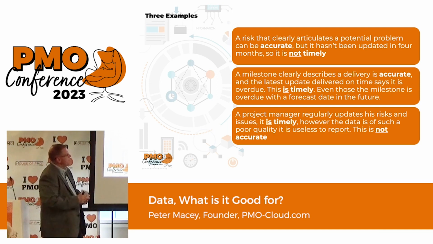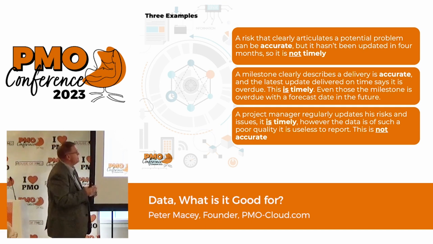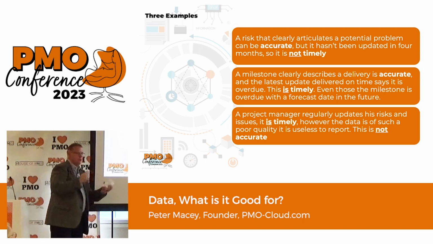Second one, a milestone clearly articulates a delivery, is accurate. Says it's overdue. Now it is timely. It's telling you it's overdue, but it is still timely because it is in an up-to-date state. Manager updates his risks and issues. It is timely, however, data is such a poor quality, it's useless to report. It's not accurate. So these are just 3 examples. You can cut this any way you want.